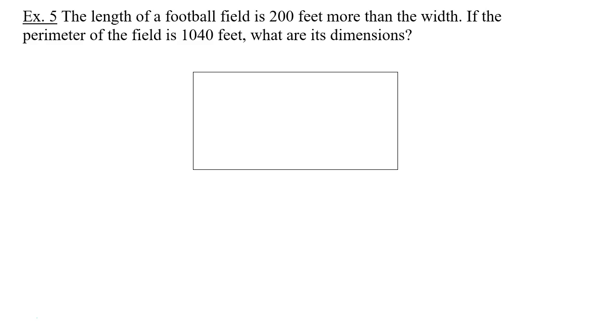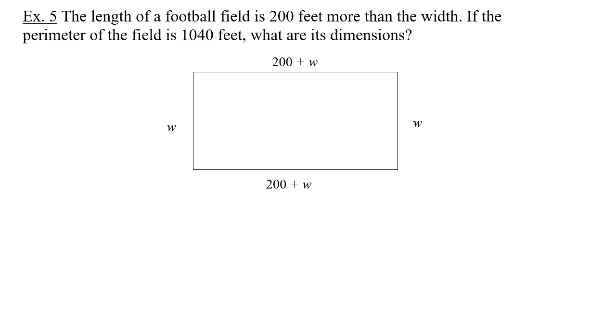So I'm going to give a variable to the width, and I'm going to call that W. And of course, with a rectangle, the opposite sides are congruent. So I've got W on each side. And then if the length is 200 feet more than the width, that's 200 feet more than W. More than, of course, means add. So each length is going to be 200 plus W.